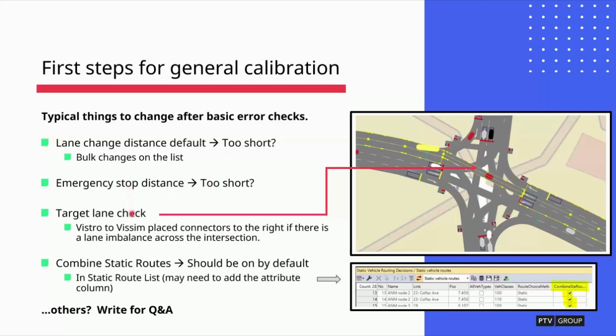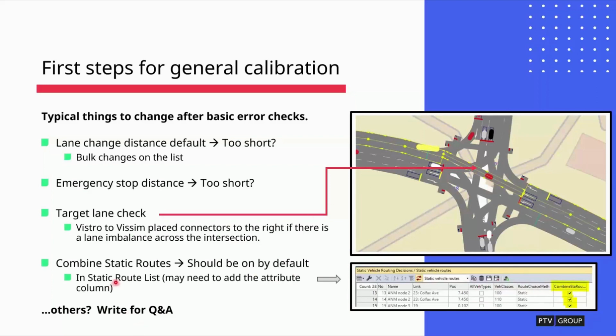Yeah, emergency stop distance may be another place. Another thing is this target lane, and we're looking into this as well on the development side. Vistro will automatically generate a connector to the right-hand side of the road. This may be correct in how people actually drive, but in a lot of cases, they'll tend to just go straight across, even though they're supposed to go to the right. But yeah, just double check that when you have lane imbalances, and then you can just flip that connector to the correct place.